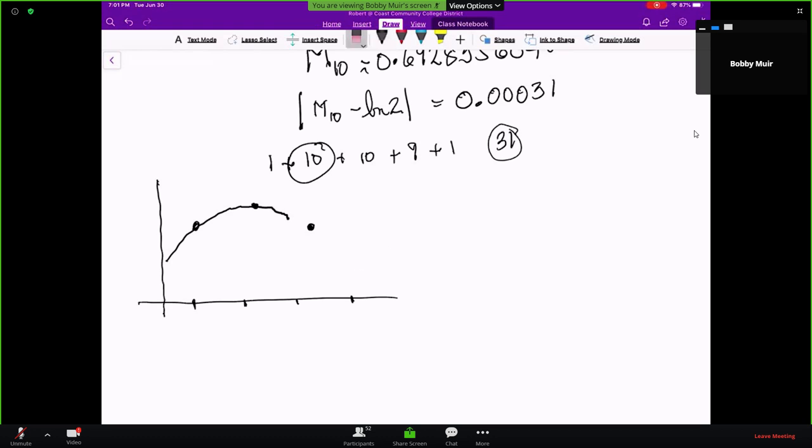I'm really struggling with this pencil thing today. Hold on a second. Okay, so maybe that'll work. So here's where we are on the curve.